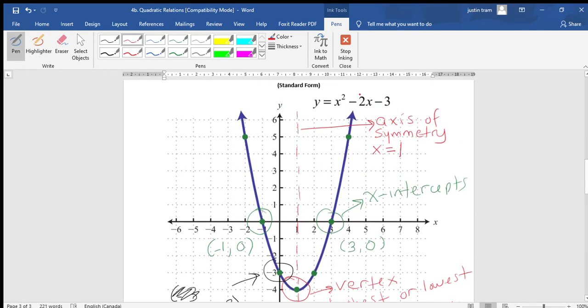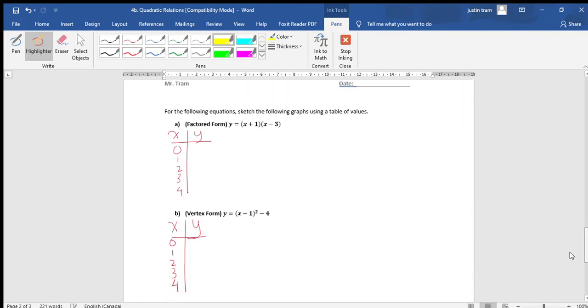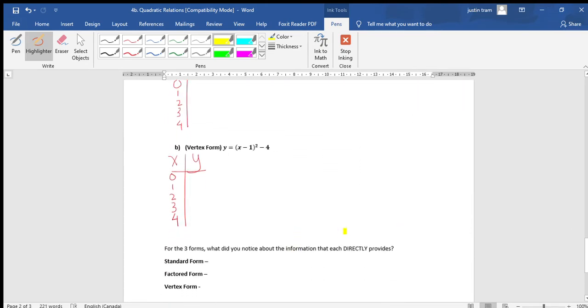now this is the standard form, here is the equation. Can you see anything in this equation that is directly visible on this graph? Correct. The standard form will give us our y-intercept. Okay. Now let's scroll down. So what do you notice about the information that each directly provides? Well, standard form, you can say it provides the y-intercept.